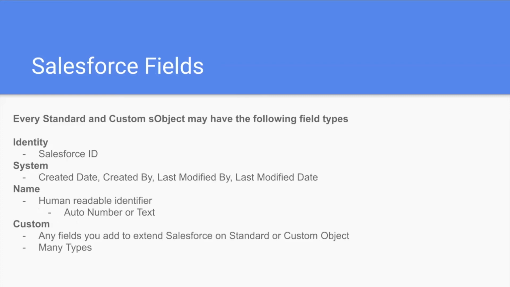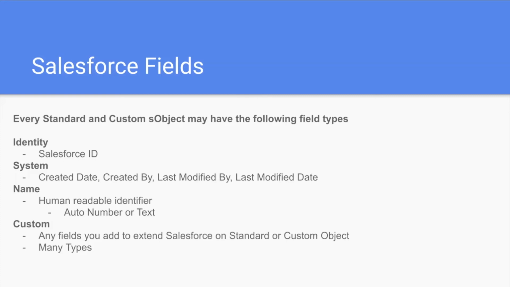Every standard and custom sObject has the following four types of fields. The first one is identity fields, and that's the Salesforce ID. That'll be that 18-digit alphanumeric string of characters and numbers that you see in the URL, or if you parse for the Salesforce ID field. The next type of field is system fields. Salesforce creates these to help give you audit capabilities and traceability into when your record is manipulated and by whom. So you get fields like created date, created by, last modified by, and last modified date, all for free. Salesforce gives them to you to help promote traceability in your records and ultimately in your organization.